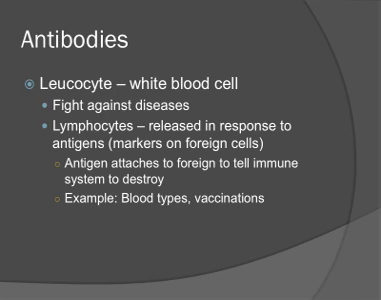Some other examples are blood types. If you have type A blood and you get type B blood, well, type B has different antigens than type A. Your body is going to see type B blood as a foreign cell, and it's going to attack it and kick it out of the system.